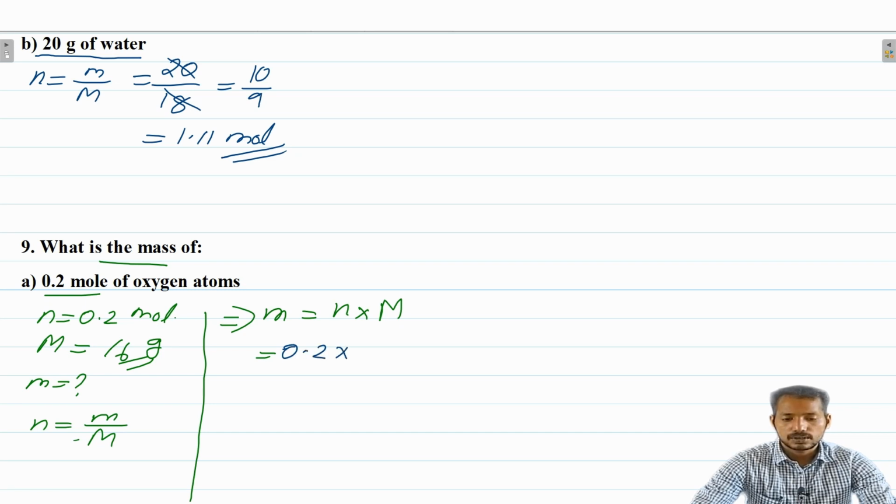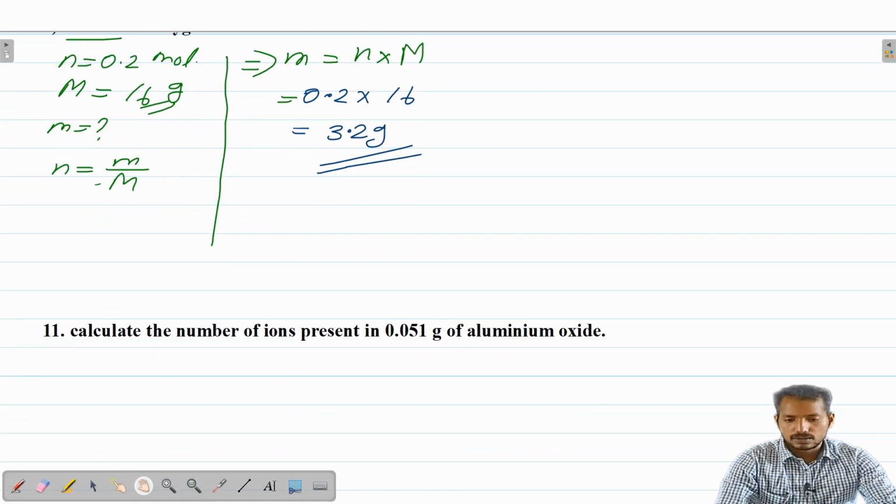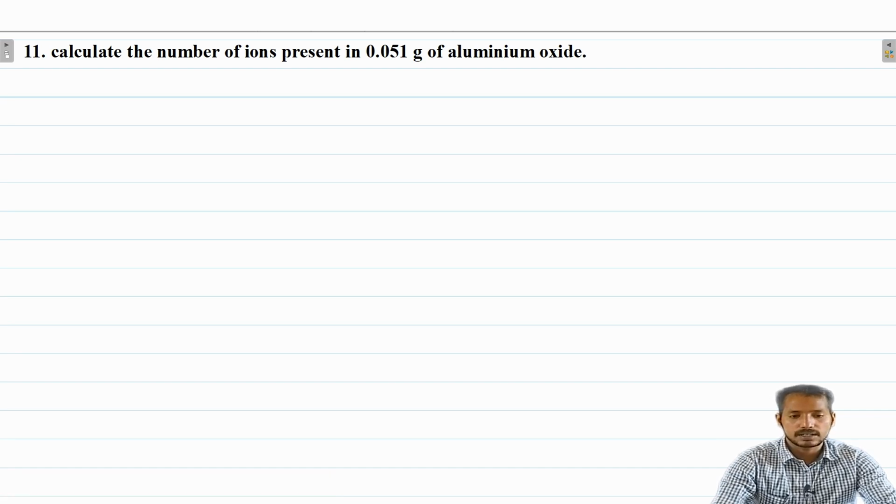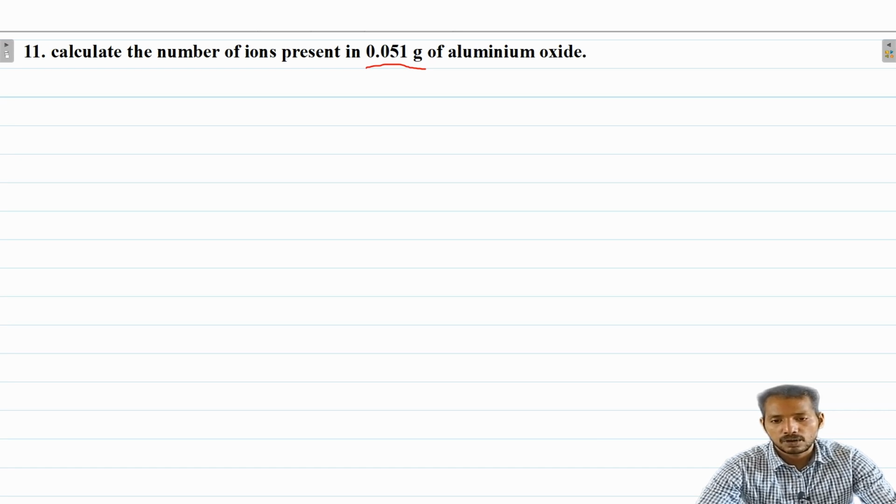So just substitute the values. 0.2 into, what is the molar mass of oxygen? That is 16. 2 into 16 is 32, with 1 decimal it is 3.2. And the last question I am going to discuss is: calculate the number of ions present in 0.051 gram of aluminium oxide. So first, given mass is equal to 0.051 gram.